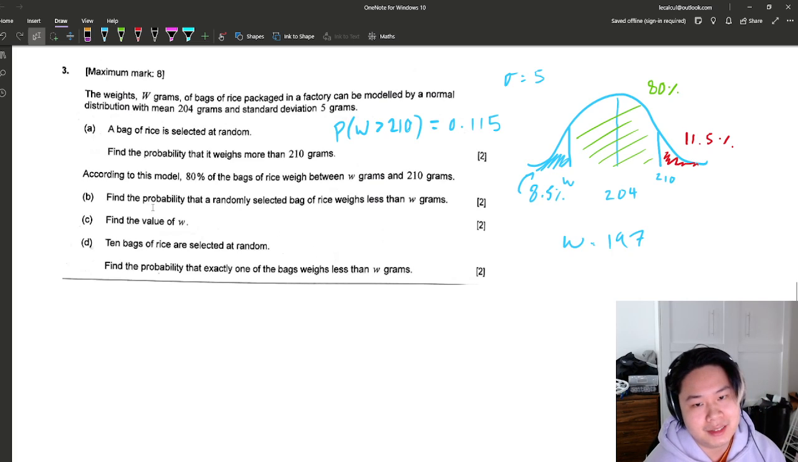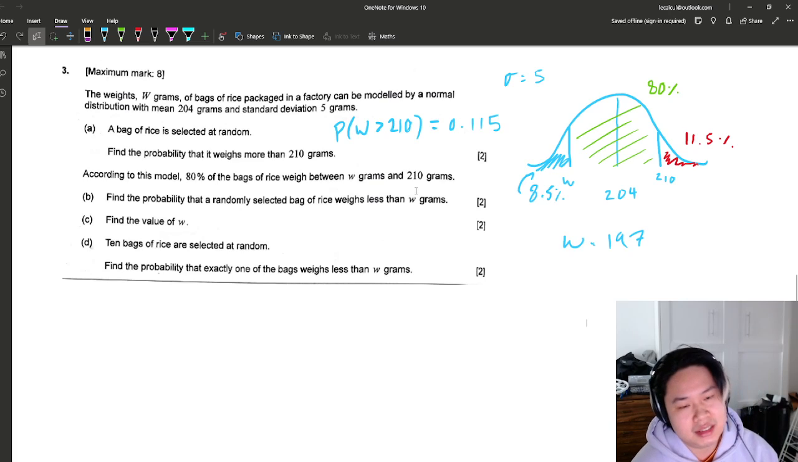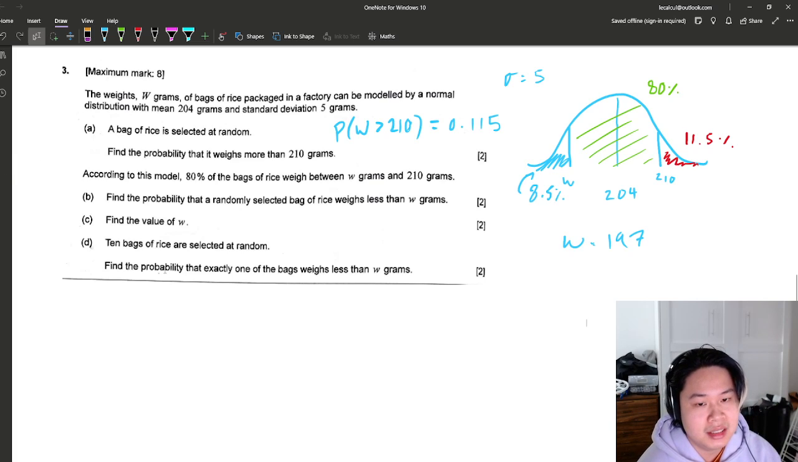Oh, I didn't even read the question. I did B and C in one thing. Find the probability that a bag of rice weighs less than that. Well, that's what I did right here. And then you have to find the value of W, which I did right there. Okay, and then, aha. See, I knew it. These normal distribution questions always turn into binomial distribution. So now you have 10 independent rice bags, and then you need to find the probability that exactly one of them weighs W grams, right?